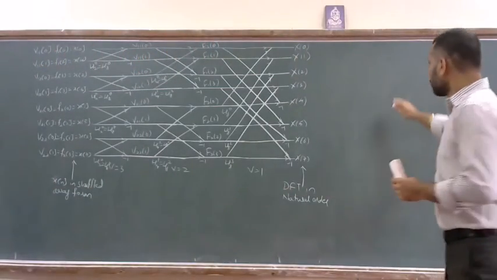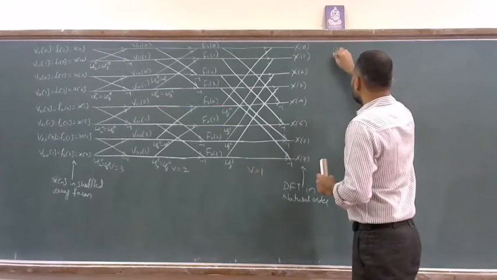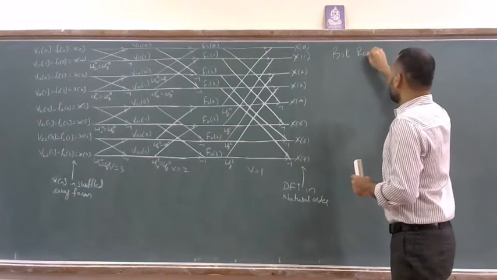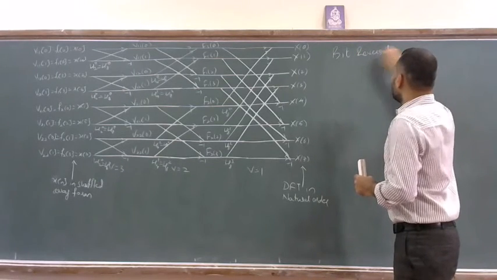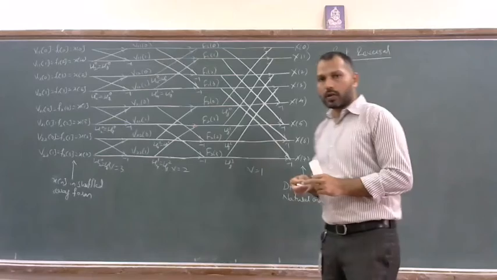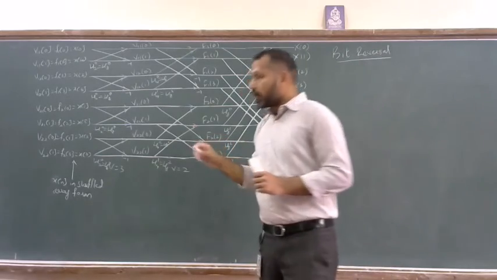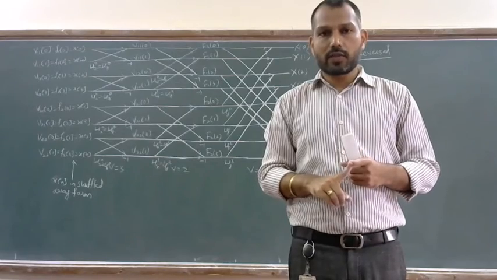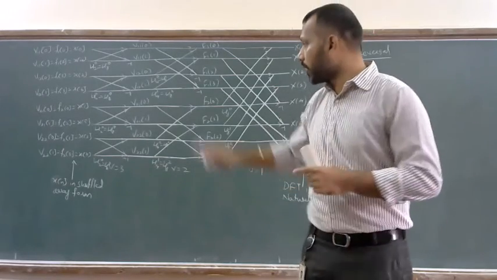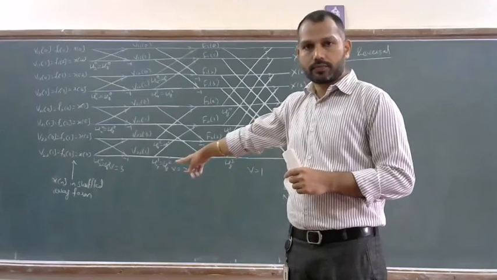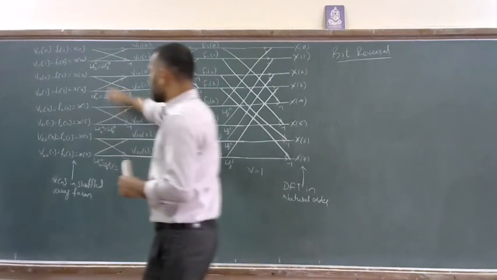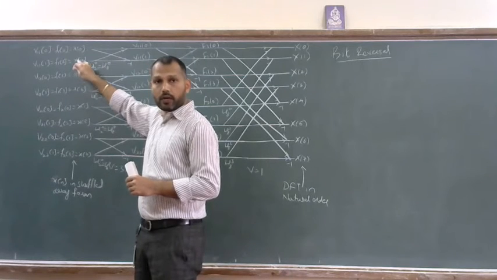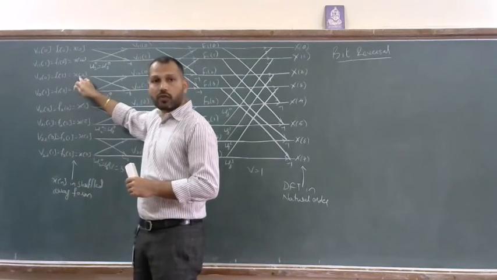Okay, if not, the last part that we need to discuss regarding this signal flow graph is bit reversal. Bit reversal is an important topic in the fast Fourier transform algorithm because by bit reversal only we get the shuffled array form. Now, how did we get this? After x of 0, we should get x of 4 itself. After x of 4, we should get x of 2 itself.